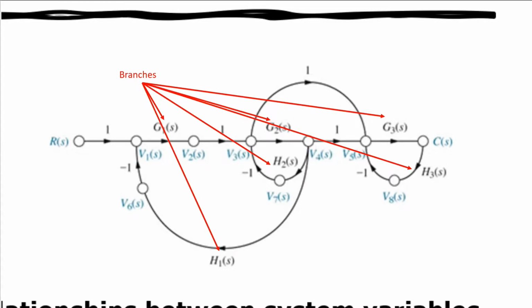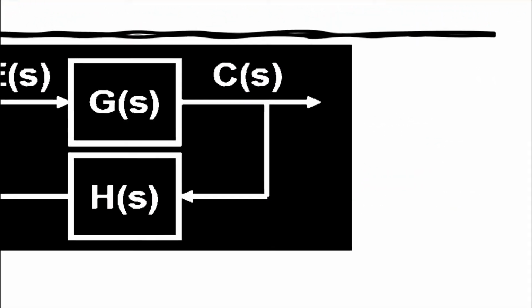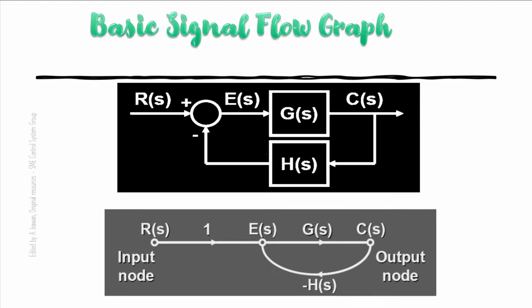In this SFG we represent a block as a line with a gain. If that line has no block, we consider it as unity, or one. Let's say we have this simple closed loop control system diagram, which we can represent as an SFG.